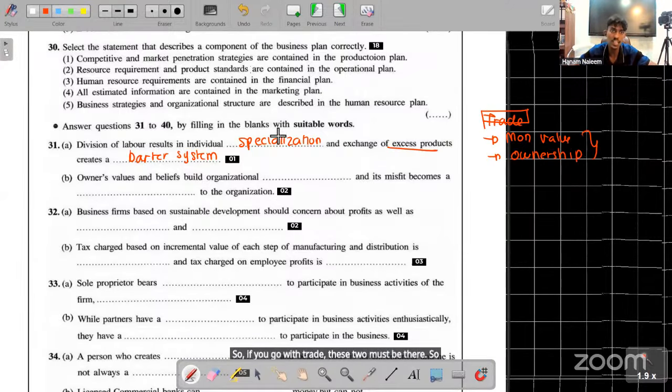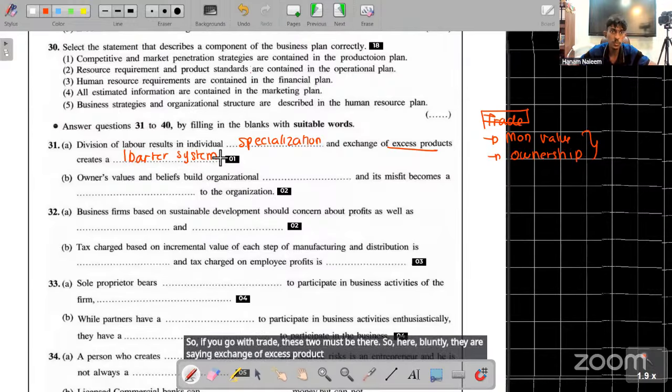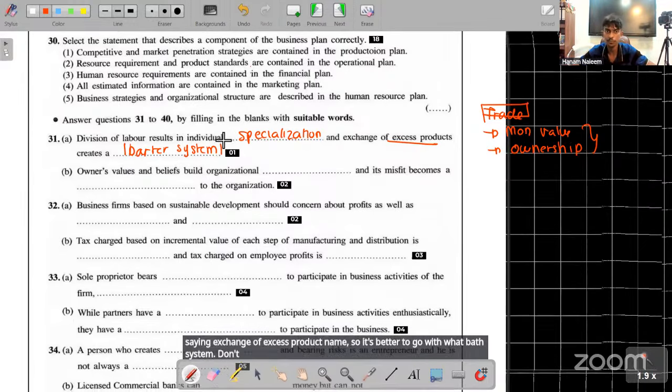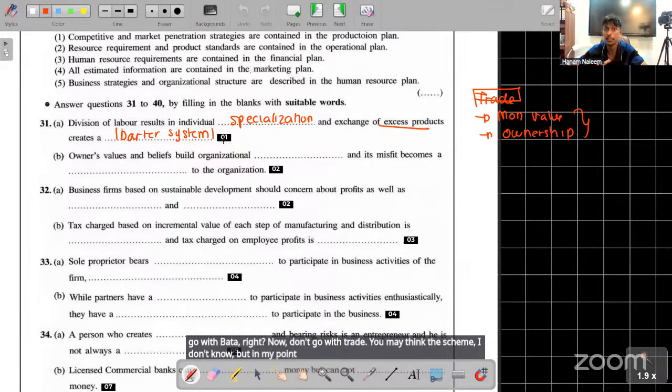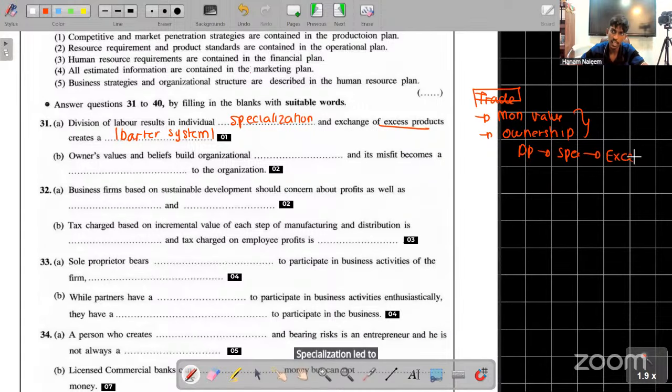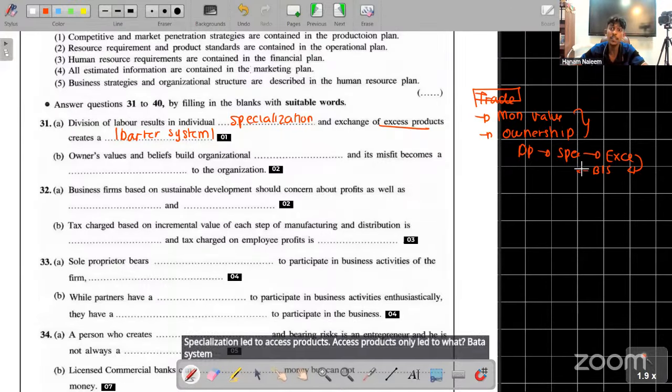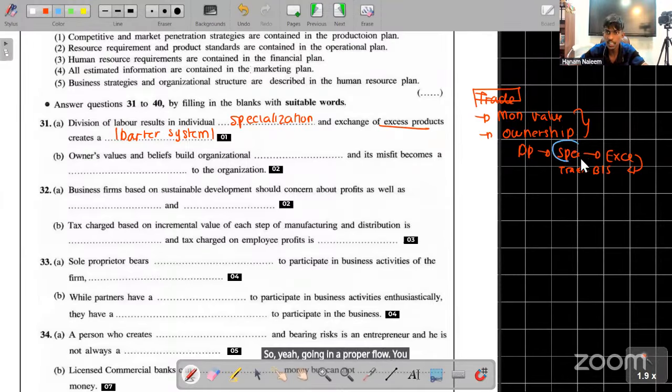So here they are bluntly saying exchange of excess product. So it's better to go with barter system. Don't go with trade. Go with barter. You may think of the scheme, I don't know, but in my point of view, barter is correct compared to trade. Because you can go with the flow. Direct production led to specialization. Specialization led to excess products. Excess products led to the barter system. Barter system led to trade. So you are going in a proper flow. You wrote the answer for specialization. From specialization, you're jumping to trade. Wrong name.